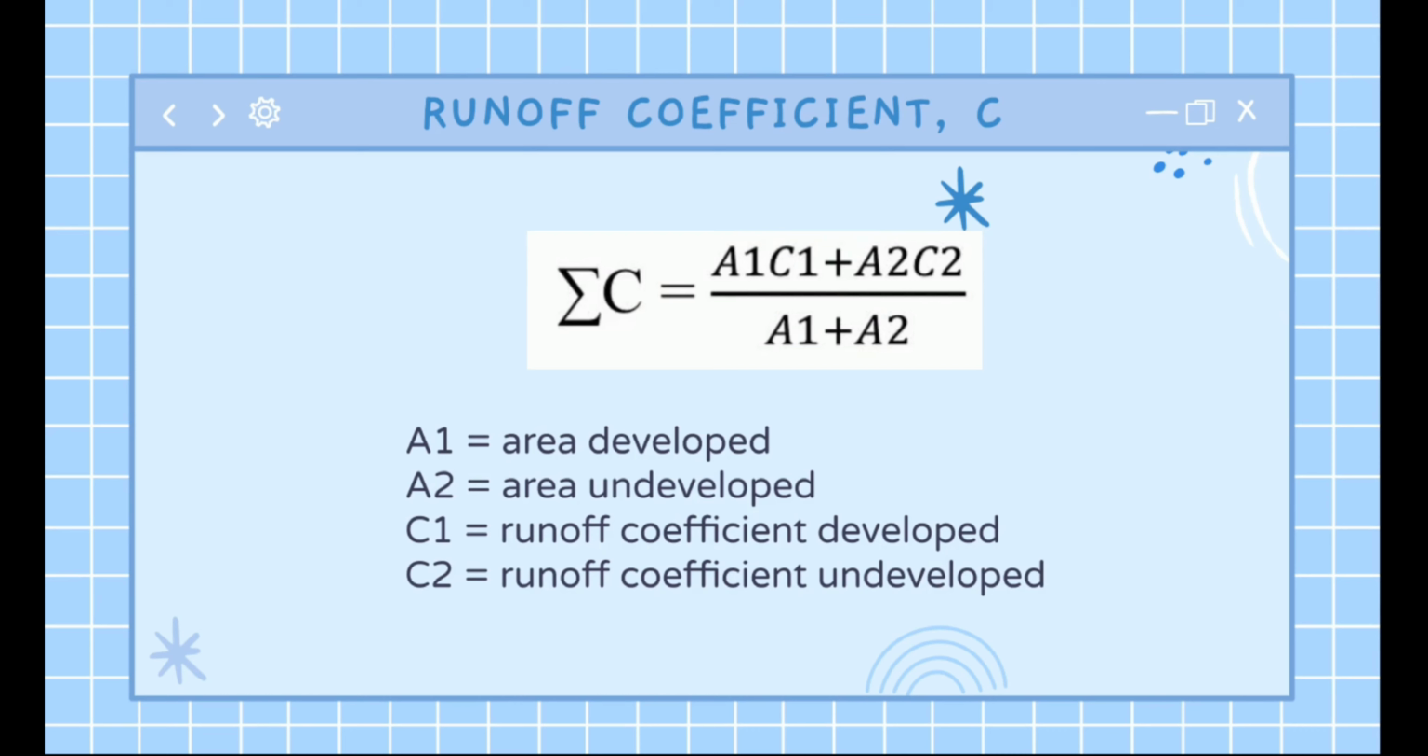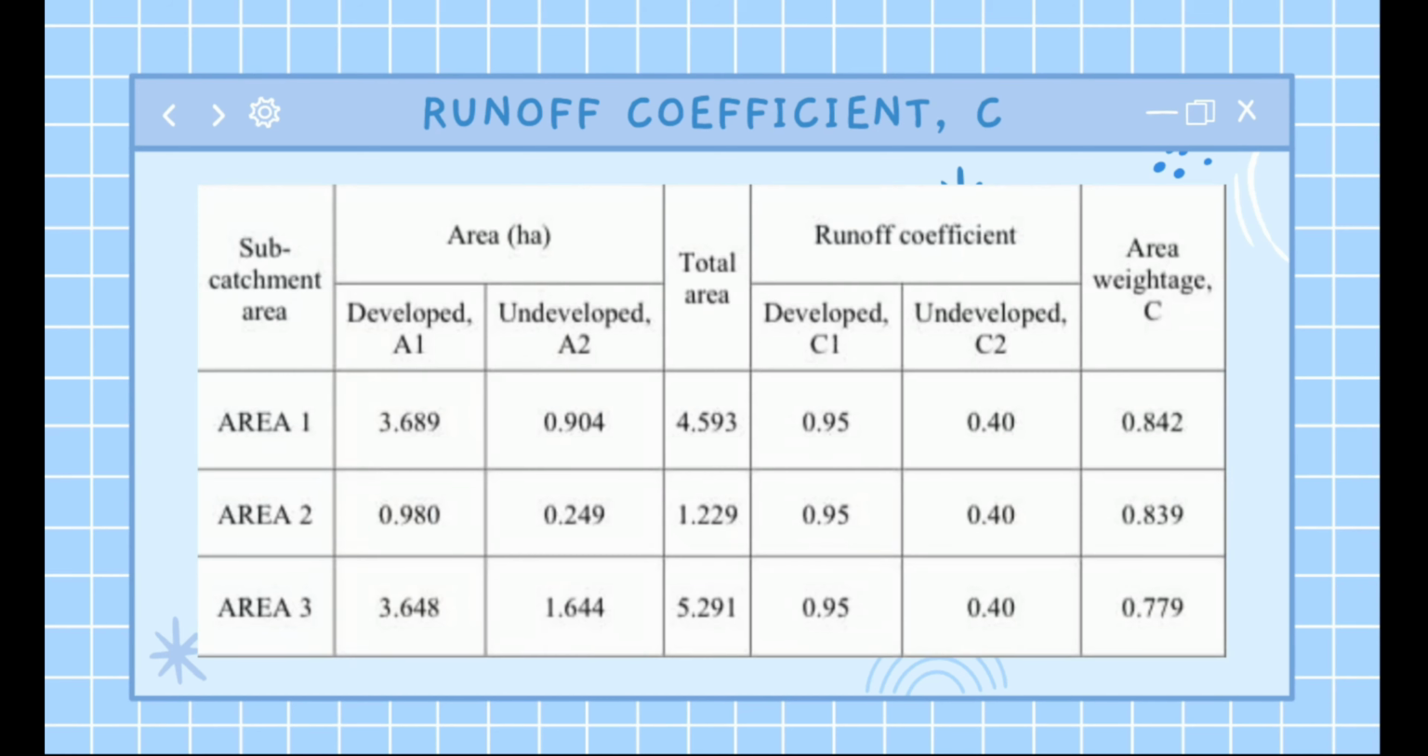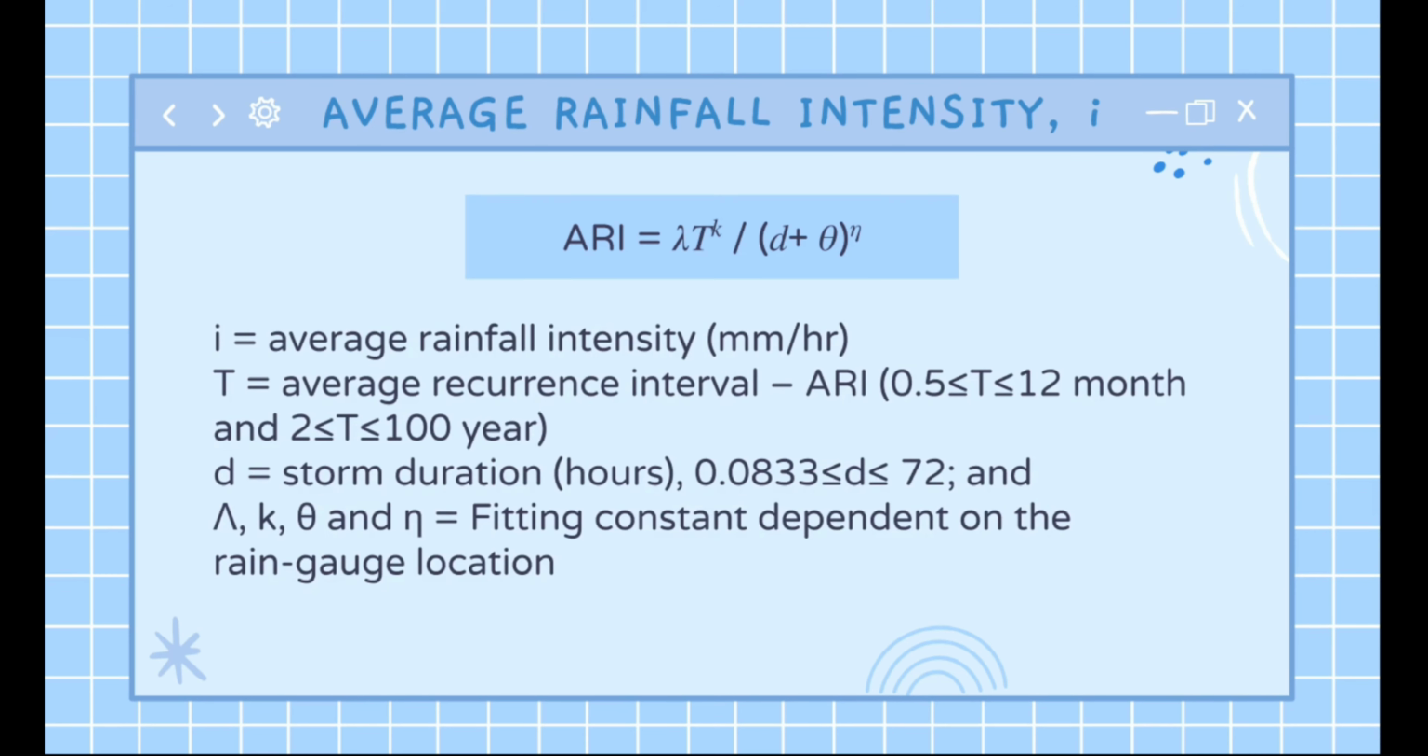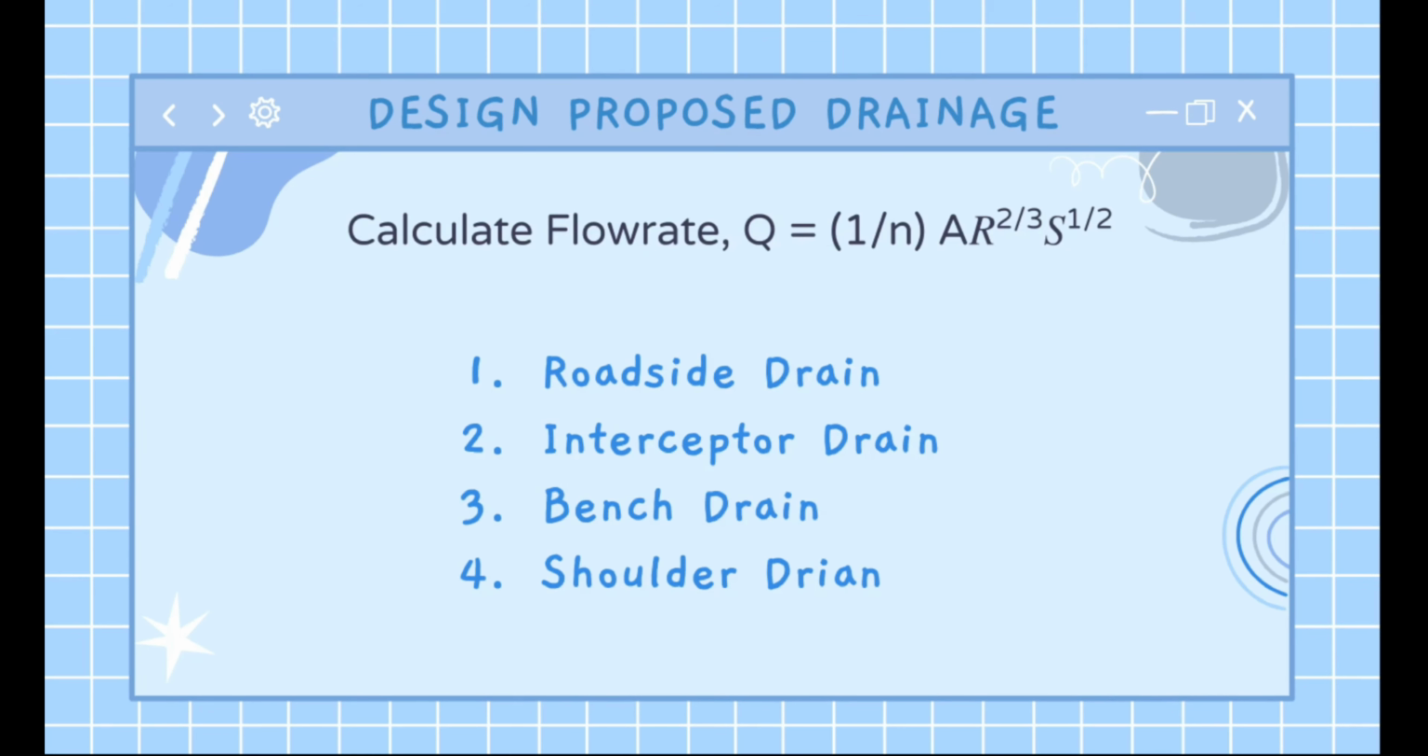Next is runoff coefficient C. We use the formula to obtain the value of C by using the information given. These are the runoff coefficients for each sub-catchment area, from the first area to the second area, and lastly the third area. We have calculated the average rainfall intensity by using the formula. For each drain, we will also calculate the flow rate by using the formula of Q.